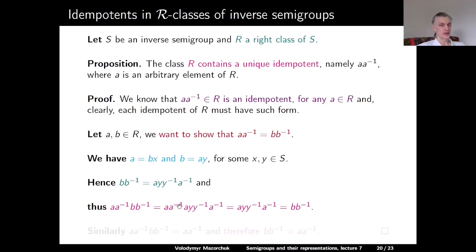Okay, so now we collapse the first three to A, we get A y y inverse A inverse, and this is equal to B B inverse. And similarly, B B inverse times A A inverse is equal to A A inverse by a similar argument, and this means that B B inverse is equal to A A inverse, and that's exactly what we wanted to prove.